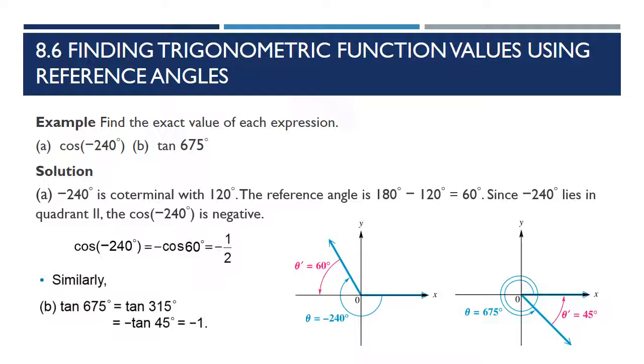Tangent of 675, the coterminal angle is going to be 315 for that. Get that by subtracting 360. The reference angle for 315 degrees is 45 degrees. It is in quadrant 4, which means the tangent will be negative, and so we get -1.